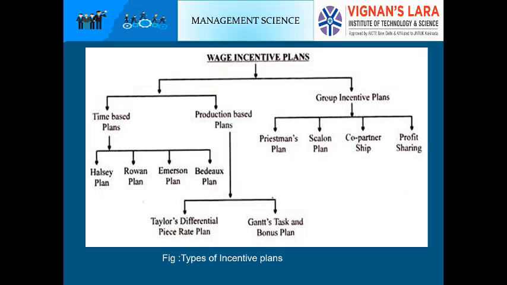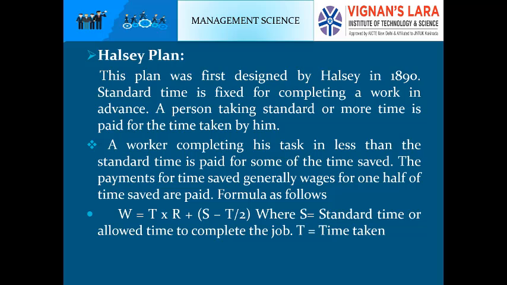Halsey and Rowan are names of Western economists who gave their opinions for determination of the wage. The second basic classification, production-based incentive plans, is divided into Taylor's differential piece rate system and Gantt task and bonus plan. Let us go to group incentive plans: Priestman's plan, Scanlon plan, co-partnership plan, and profit sharing plan. These give a brief idea of the total incentive plans practiced in the industrial field to determine efficient remuneration to the worker. Let us discuss one after another.